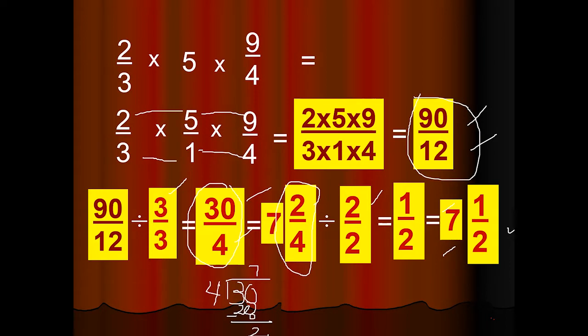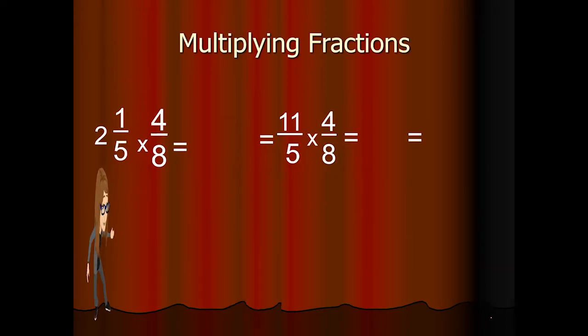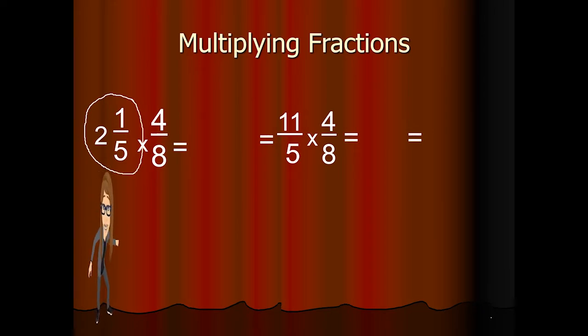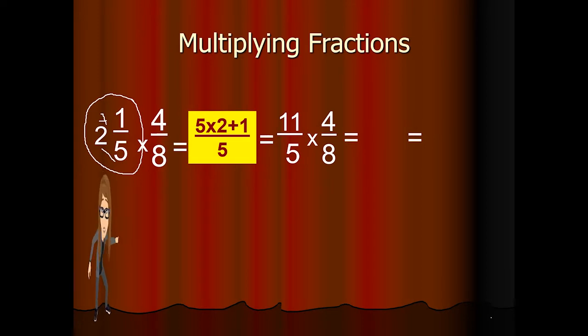Okay, I have another example. So we have 2 and 1 fifth times 4 over 8. So we need to change the mixed fraction to an improper fraction. So we need to multiply 5 times 2 and plus 1. Then just copy the denominator. So 5 times 2 plus 1 is 11. Then copy the denominator of 5.